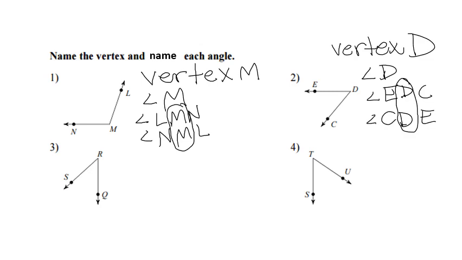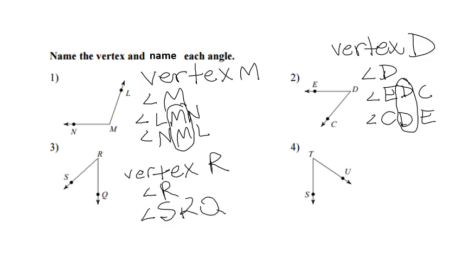For number 3, we'll have vertex R, so we'll have angle R, angle SRQ, or angle QRS. And lastly, our vertex here is T.